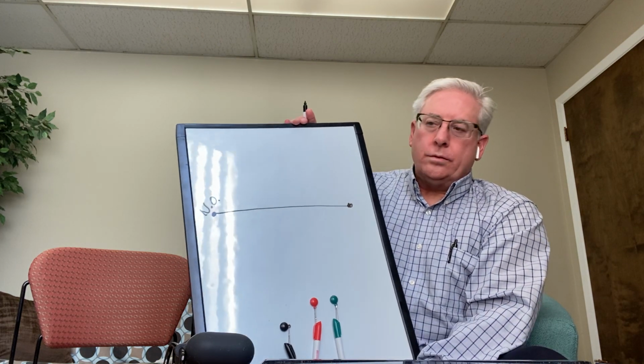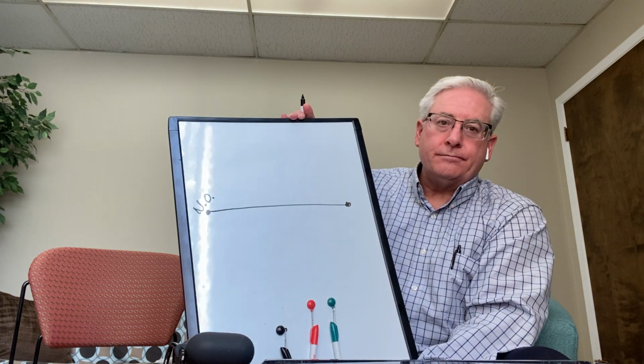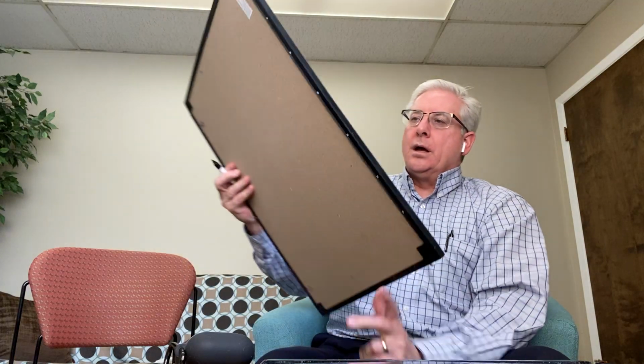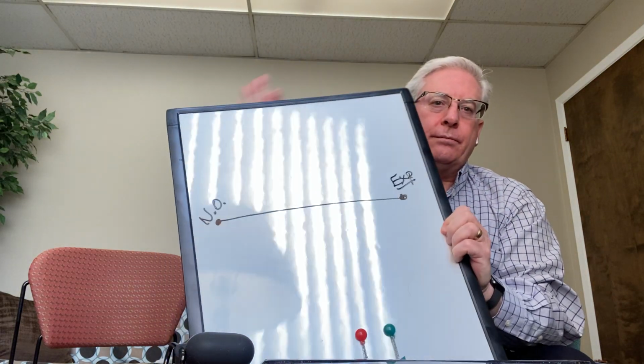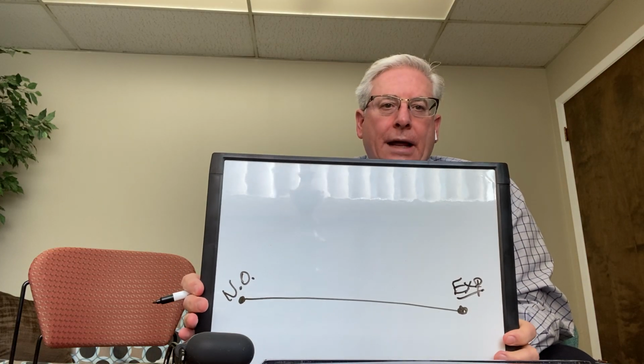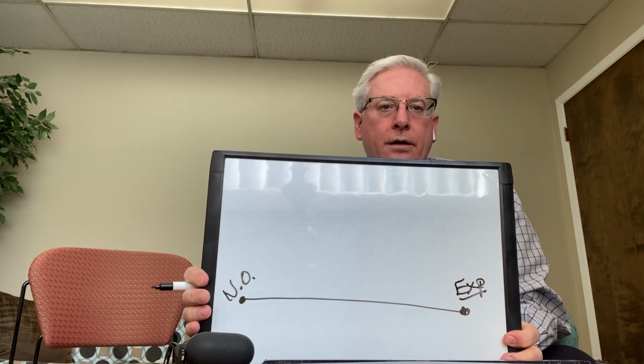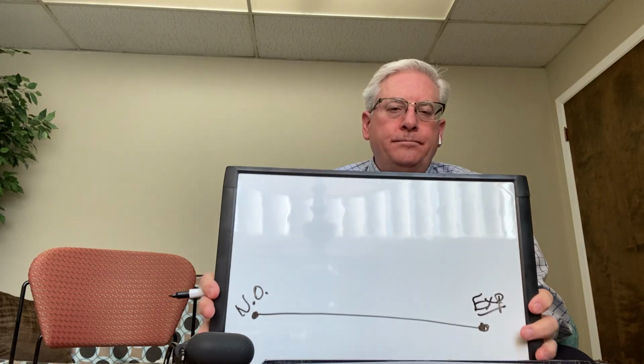So, at one end of the continuum, you have naturalistic observation. That's what I've put as NO, naturalistic observation. Okay? On the other end is the experiment. So you have two extremes. Naturalistic observation on one end, the experiment on the other.